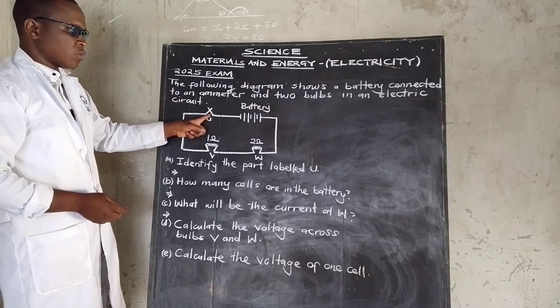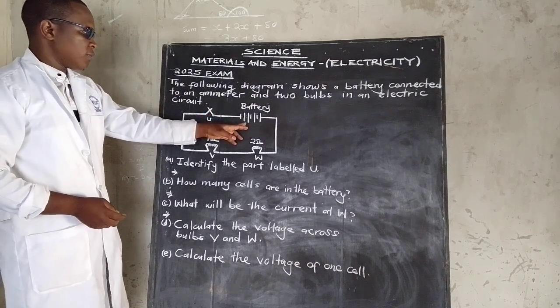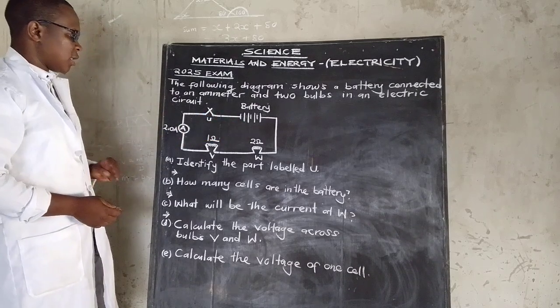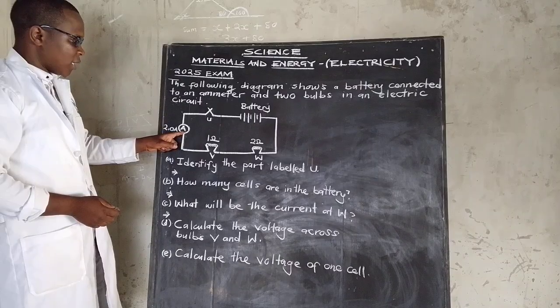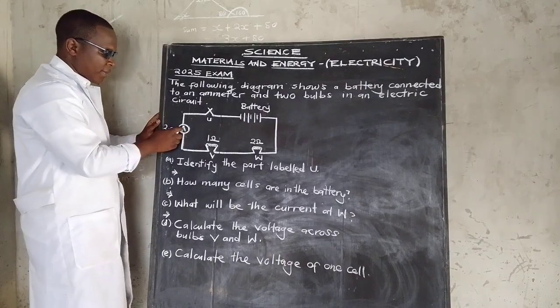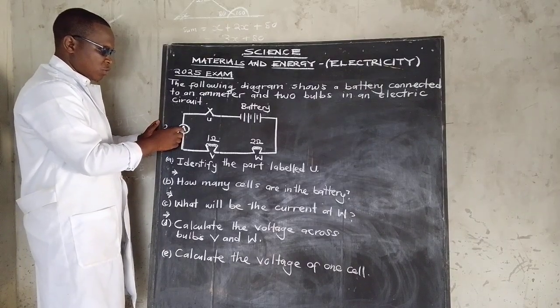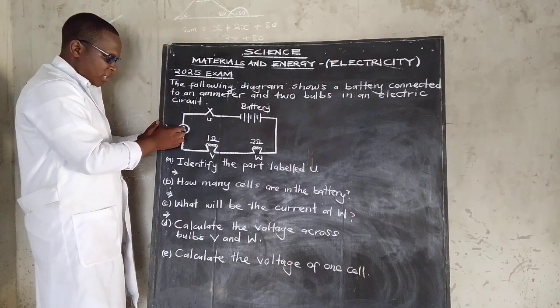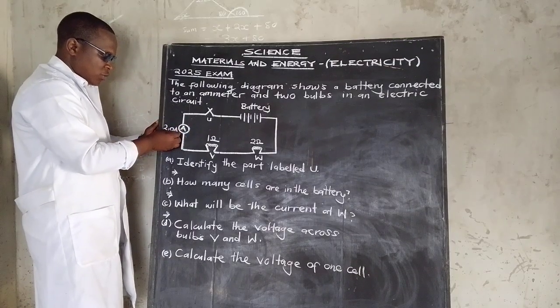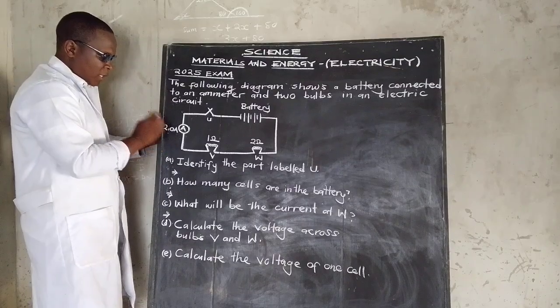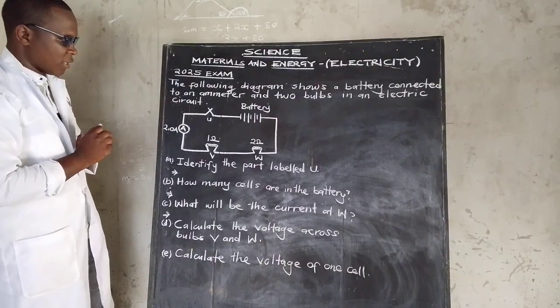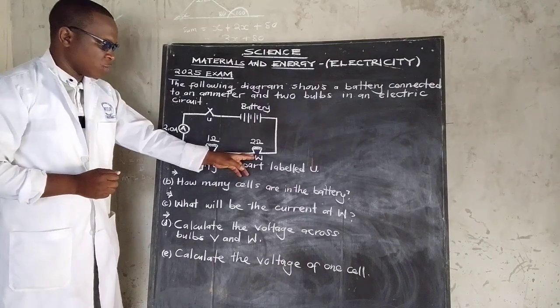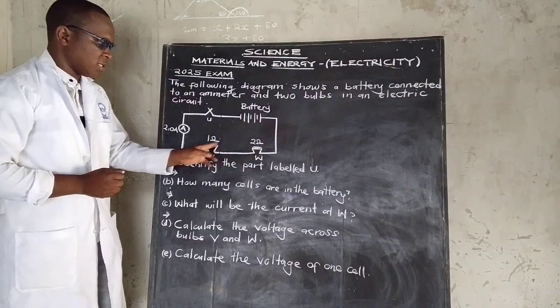This one is a switch. You have a battery which has cells. Then you have an ammeter. Now remember, an ammeter measures electric current. So whichever number is appearing on this instrument, this is the current. So 2.0 is our current. Then you have two bulbs which are connected in series.